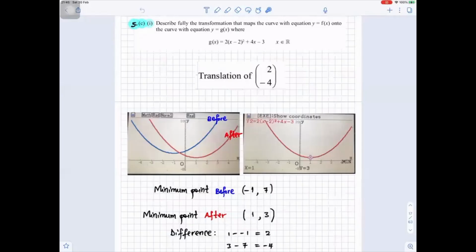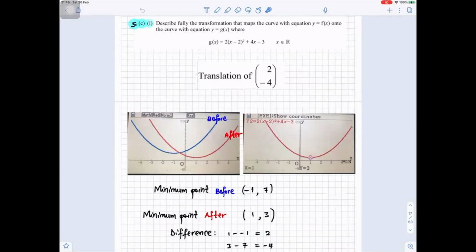Question 5c. Describe fully the transformation that maps the curve with equation y equals f of x onto the curve with equation y equals g of x. Before is the blue one when you put it in your graphics calculator, and after is the red one. So what can you see visually that has happened? The minimum point before was minus 1, 7. That was the minimum point there.